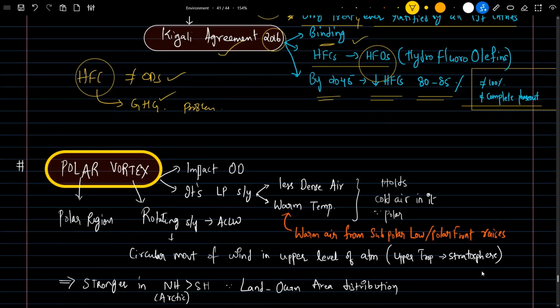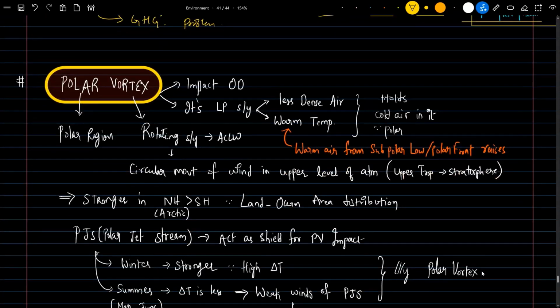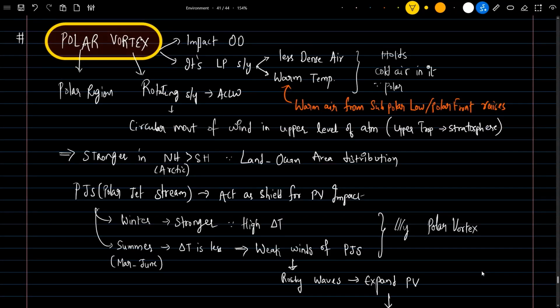So now understand the important concept, the polar vortex. It is one of the important concepts where many people get confused. So let us understand it in detail. Okay, polar vortex. We will also understand how the polar vortex impacts ozone depletion. So what is the polar vortex? Polar here means it happens in a polar region. The phenomenon is happening with respect to the polar region.